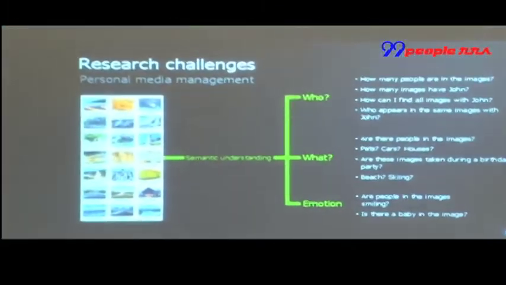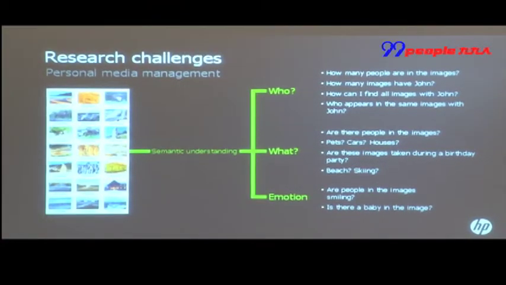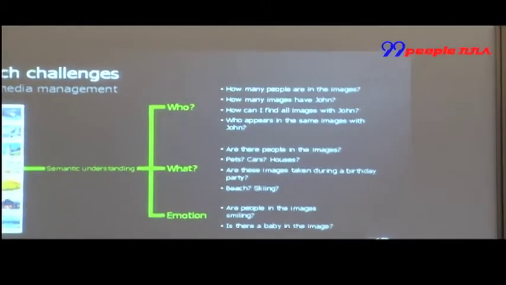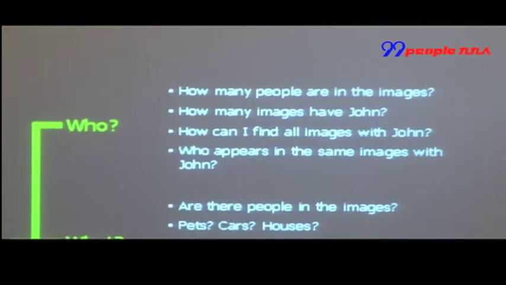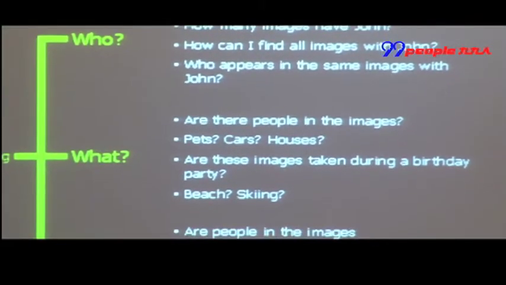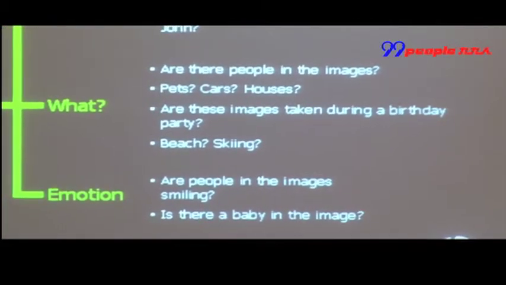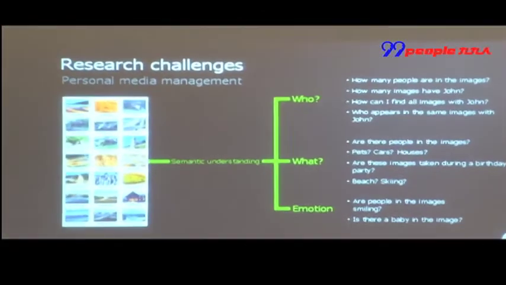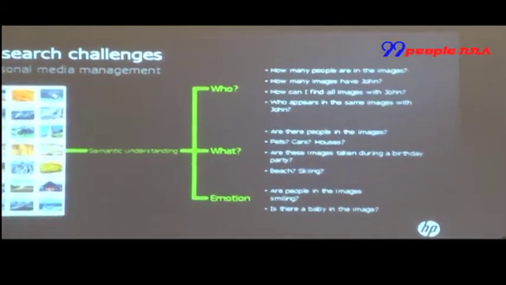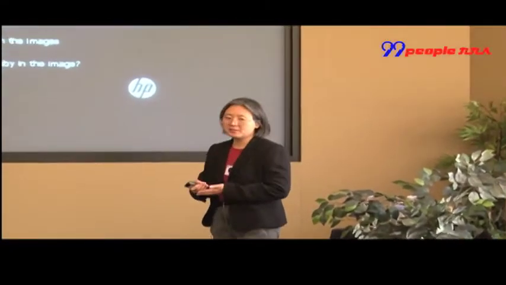So one of the research challenges is to really understand what's in personal media. So who's in there? How many people are in the images? How many images have a particular person, which is a slightly different problem? How can I find all images with a particular person? Or what is this photo about? Is this travel? Is this a birthday? Are there any pets in the photo collection? What kind of emotion does this picture carry? Does it express happiness, or anger? So these are all very important questions.